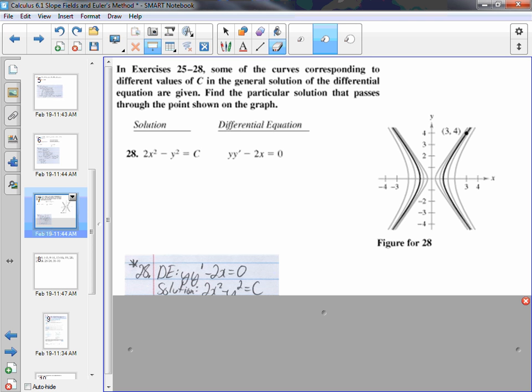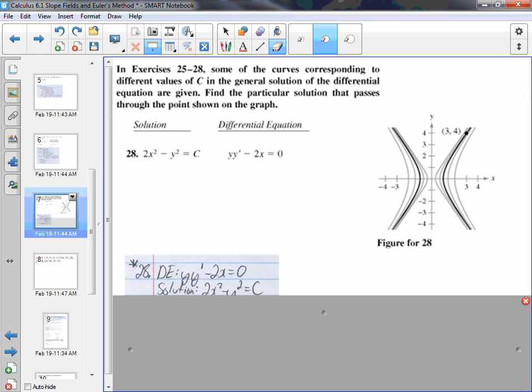All right, on 28. The directions say, some of the curves corresponding to different values of c in the general solution of the differential equation are given. Find the particular solution that passes through the point shown on the graph. So this sounds more like what we used to do, other than they're still giving us the solution. In what we always used to do, they give us the little slope field, right? So we'd graph our own solutions, and then we'd do integration to find the actual solution. So this is closer to what we've done in the past, but they're still giving us the solution.